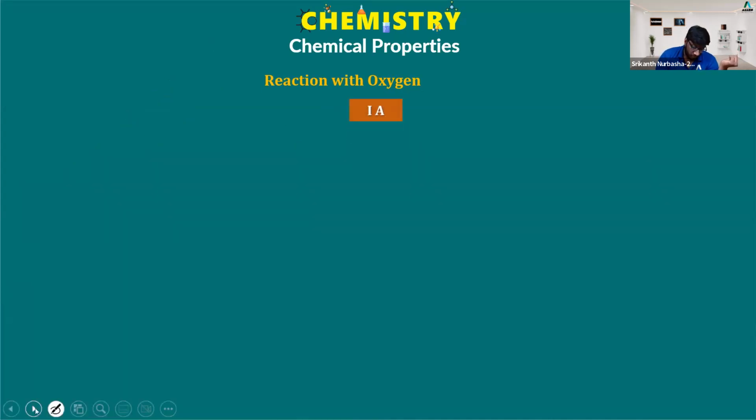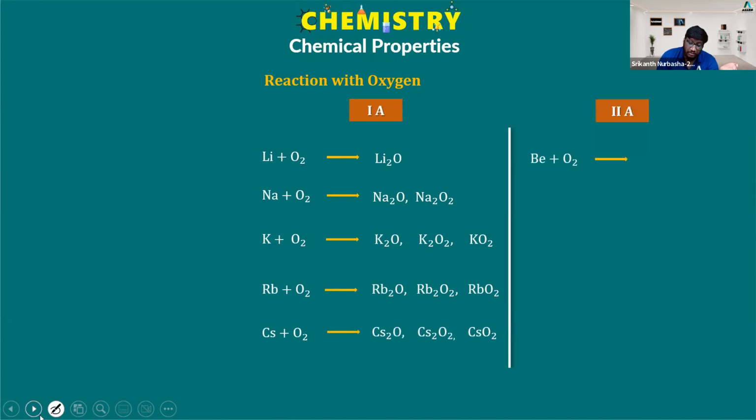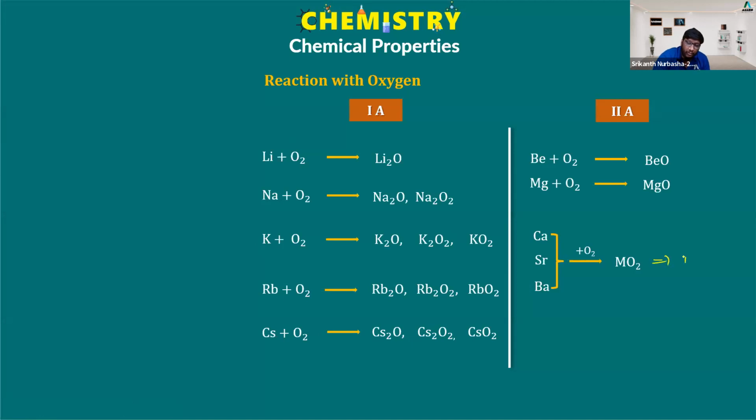Reaction with oxygen: lithium forms normal oxide, sodium forms normal oxide and peroxide, and potassium, rubidium, cesium form normal oxide, peroxide as well as superoxide. In group 2A, beryllium and magnesium form normal oxides, and calcium, strontium, barium form MO2. What does MO2 mean? MO2 means M2+ ion is there along with the O2 2- ion. So is MO2 a peroxide or superoxide here? Peroxide.